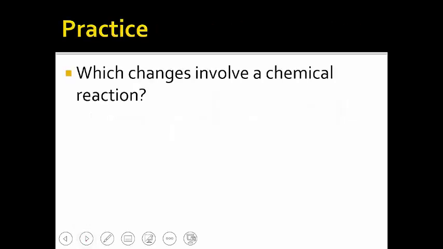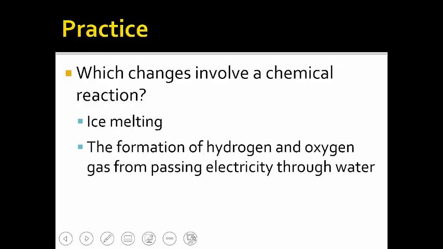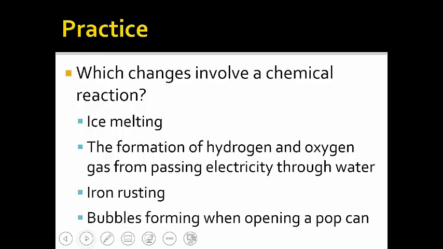Okay, so I'm going to give you some practice. Which of these is a chemical reaction? Ice melting, forming hydrogen and oxygen from water, iron rusting, and bubbles forming when we open up a can of soda.